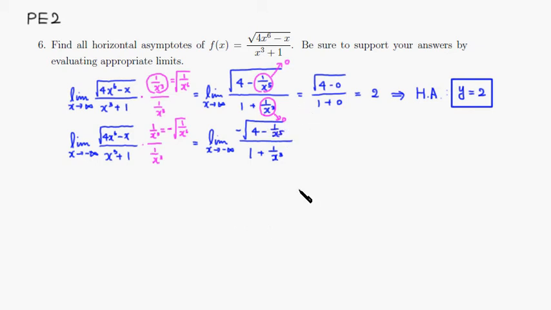So we have negative the square root of 4 minus 0, just like before, over 1 plus 0, which gives you negative 2. That means we have another horizontal asymptote, whose equation is y equals negative 2. That would be our second horizontal asymptote. That's it. I hope this was clear.